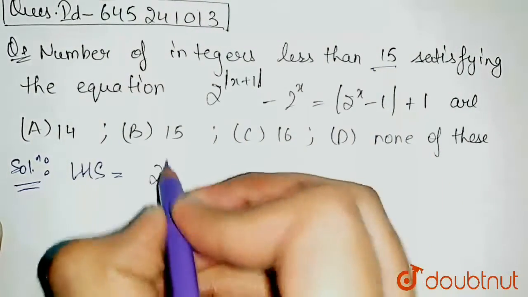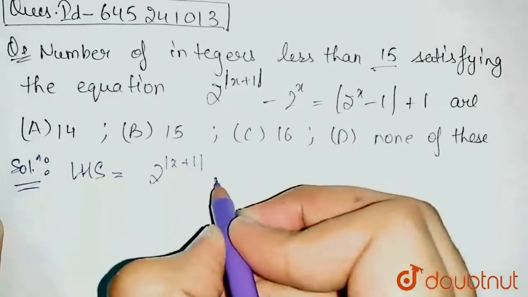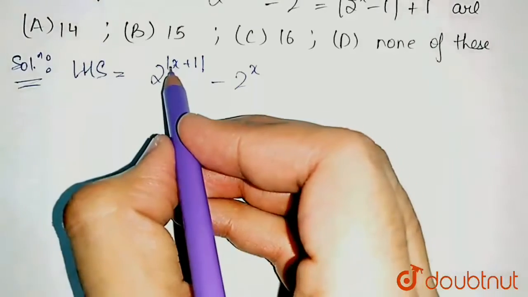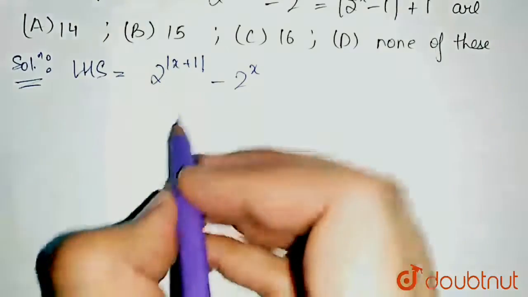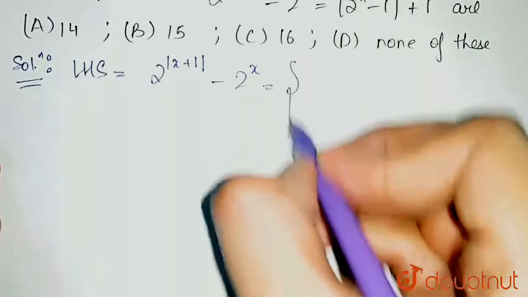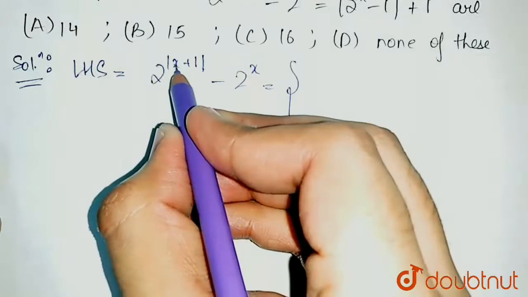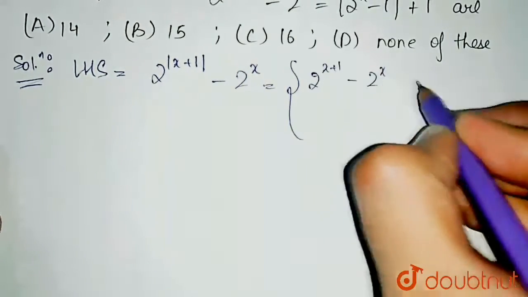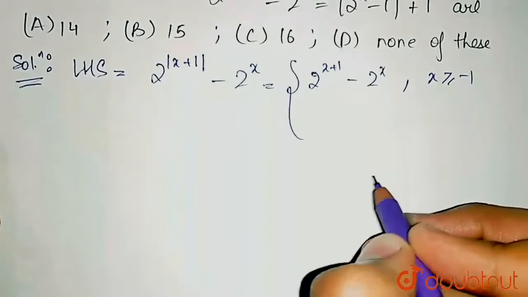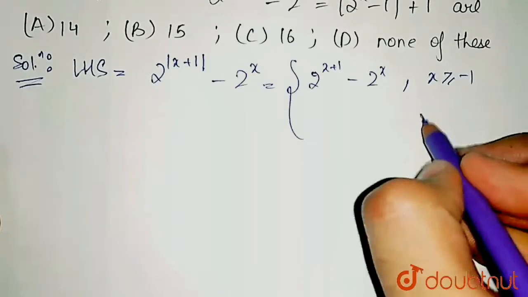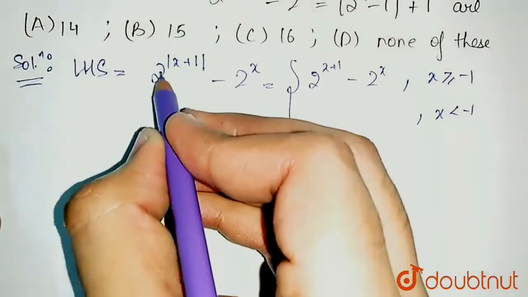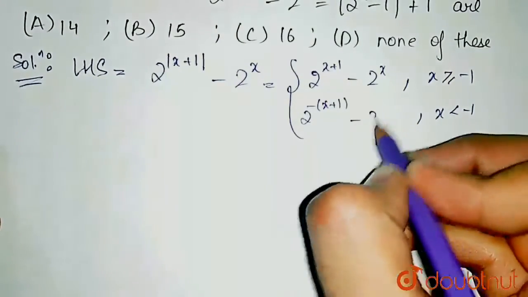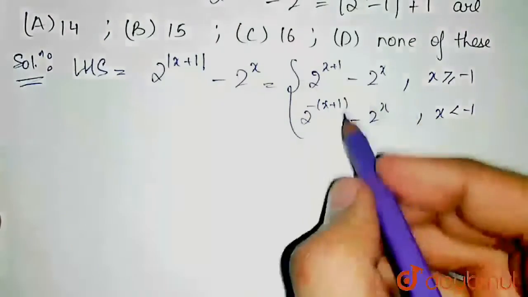LHS is equal to 2 raised to the power |x+1| minus 2 raised to the power x. So now here the critical point of this mod is minus 1. So we can write this as equal to: if x is greater than or equal to minus 1, then it would be plus, so 2 raised to the power x+1 minus 2 raised to the power x. But if x is less than minus 1, it would be equal to 2 raised to the power minus of (x+1) minus 2 raised to the power x.